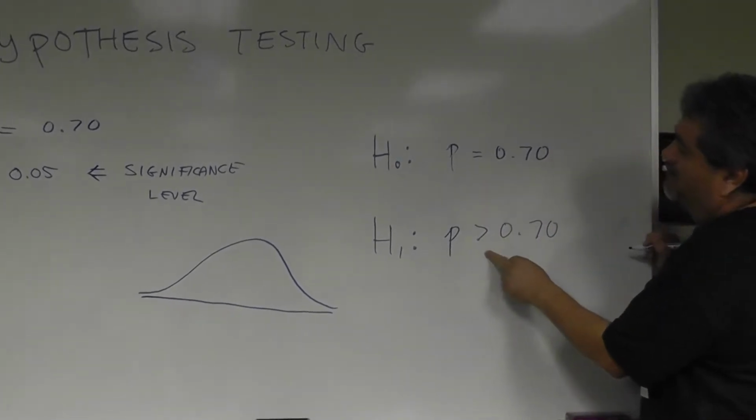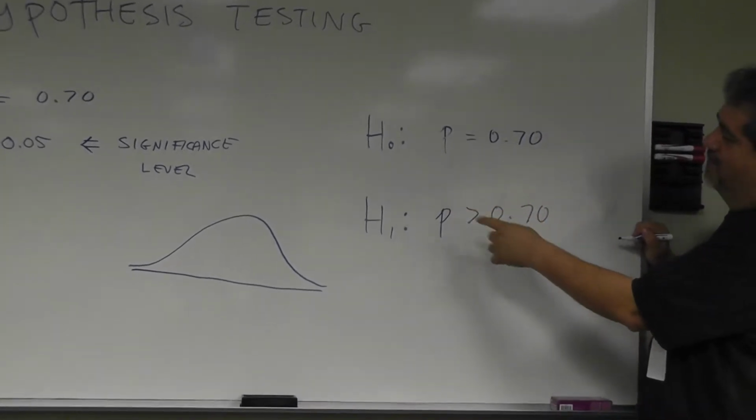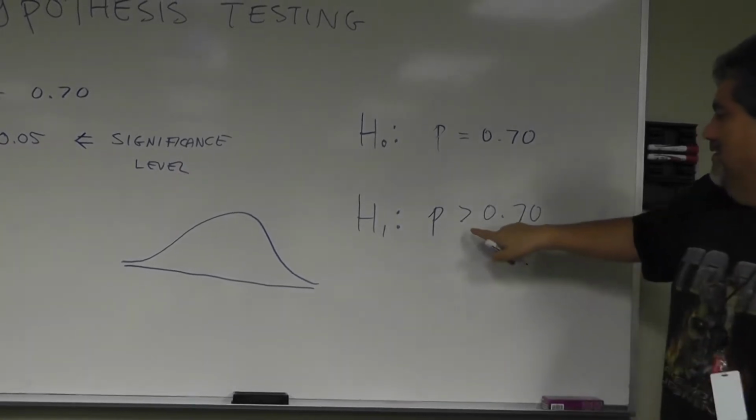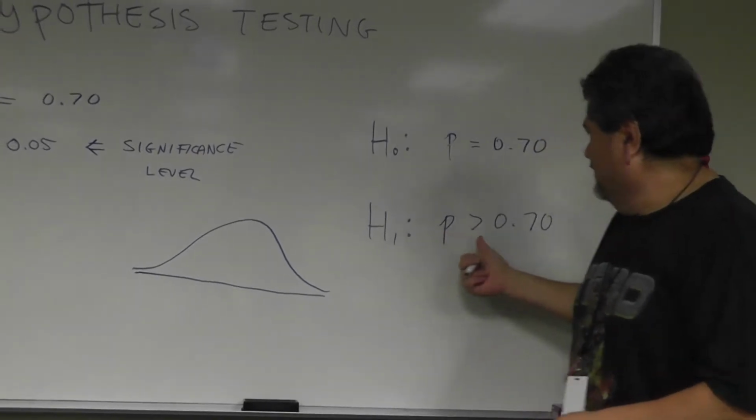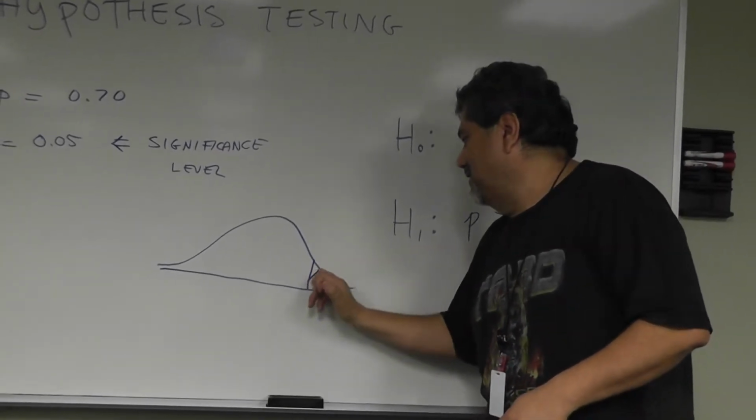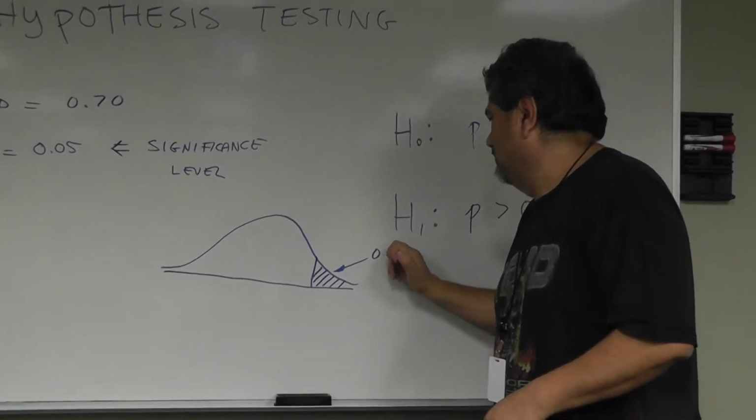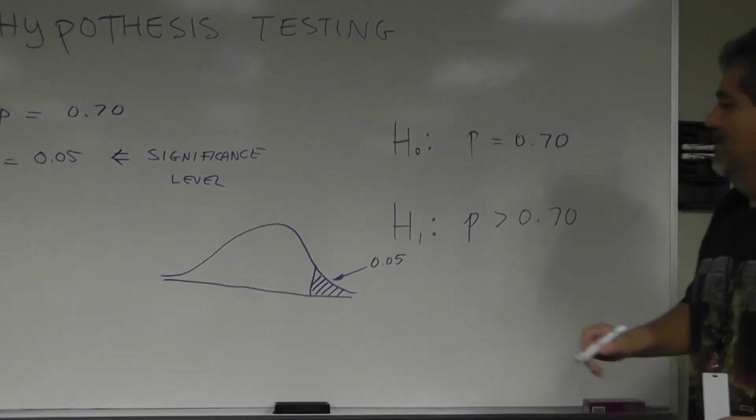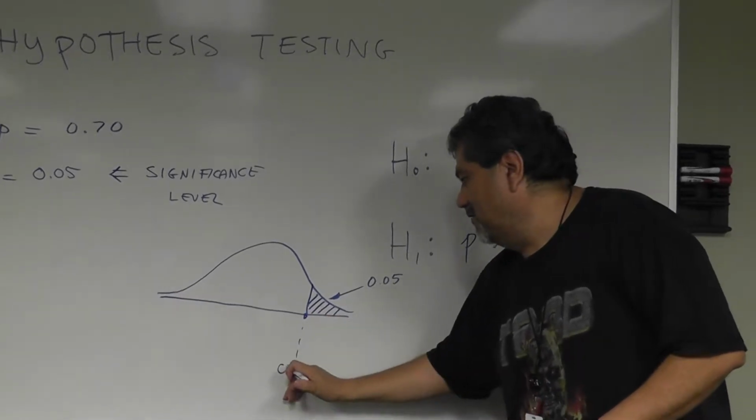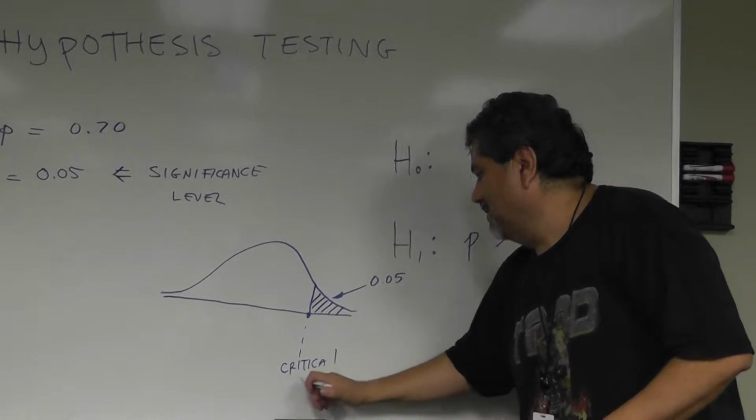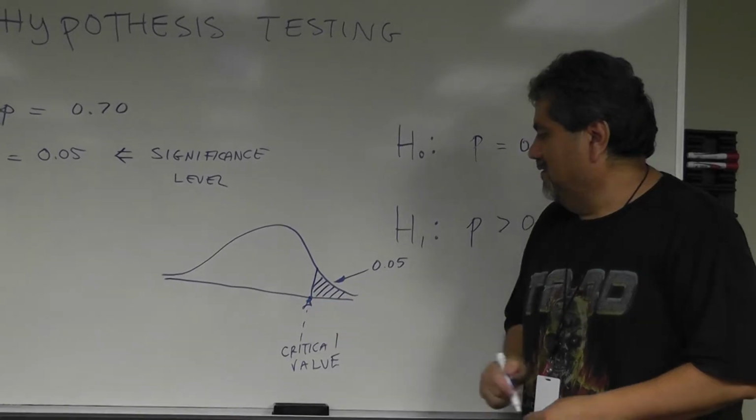Now this one says greater than. Now why is this greater than? Well, it will be clear from the problem. For right now it is not very clear, but let's use the greater than for the sake of this problem. Because this is greater, it will be on the right hand side. Now this area right here is 0.05. Now you have a cutoff right here. This point right here is called the critical value. And we are going to find it later, not right now.